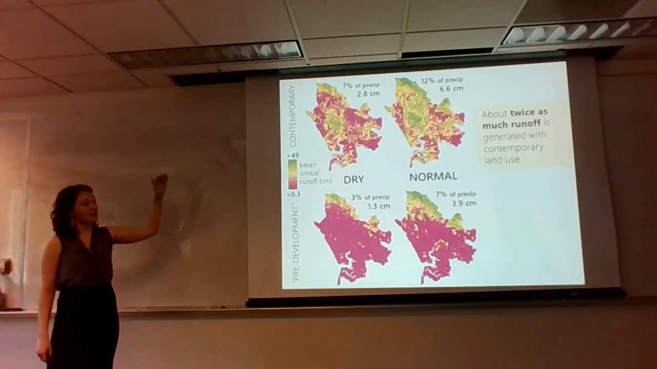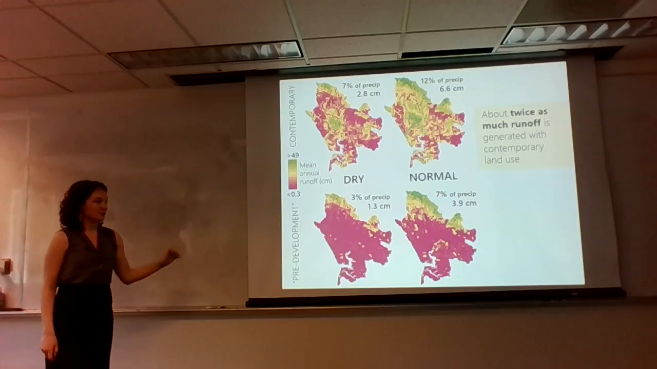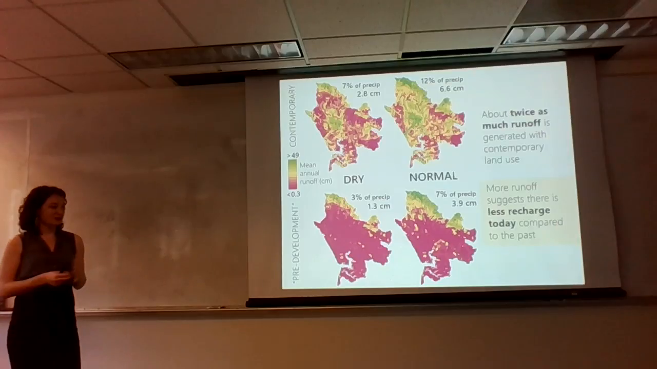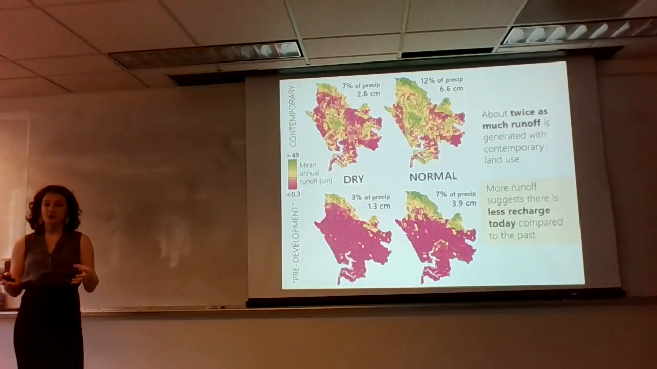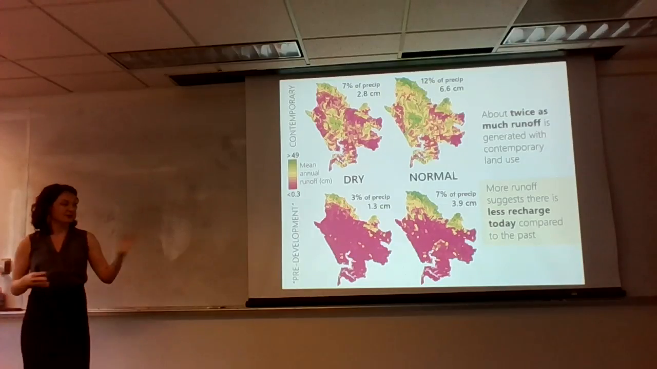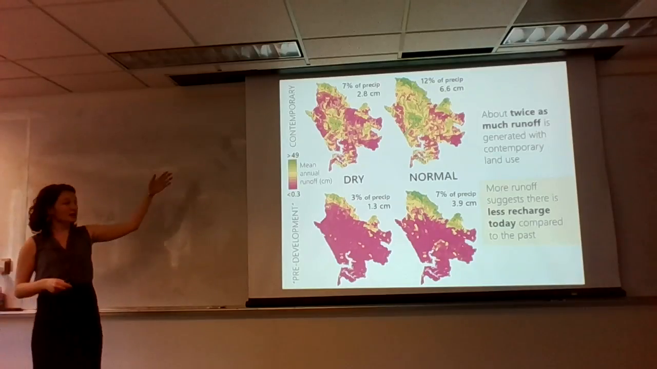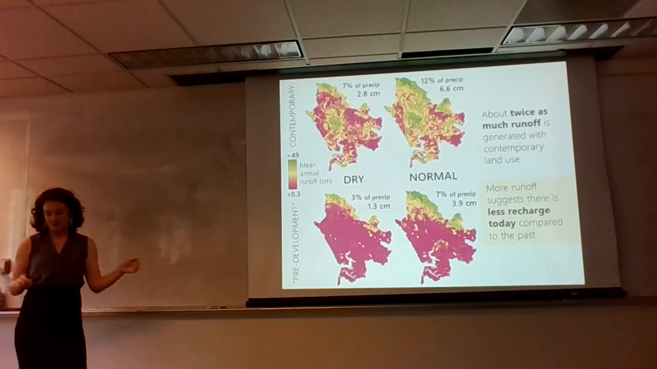Importantly, we note that about twice as much runoff is generated with contemporary land use compared to pre-development conditions, although it varies a bit by climate. And that suggests that if more runoff is being generated, less water is soaking into the soil and thus available for diffuse recharge throughout the basin. And so that suggests that there is likely less recharge, diffusely throughout the basin, occurring under contemporary land use compared to the past.